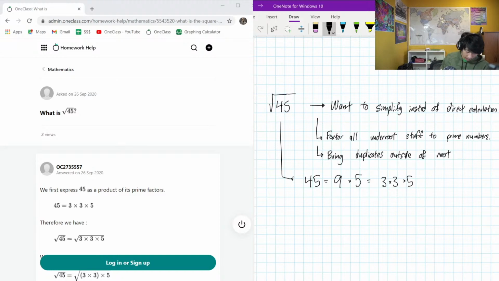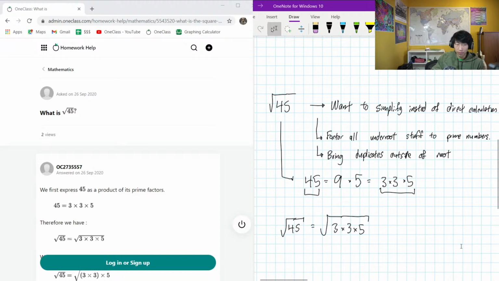Seems reasonable to me. Okay, so we know that under the root, that 45, we can replace it with 3 times 3 times 5. So root 45 is equal to the root of 3 times 3 times 5. And we want to bring all duplicates outside of the root. Okay, so the duplicates in this case are the two 3's. We have a 3, and that 3 has a twin. So the 3's are going to be brought outside.